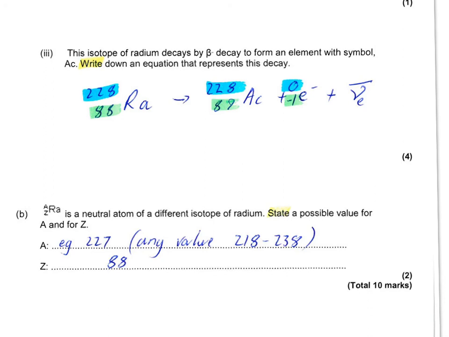Remember, the proton number defines the number of electrons, and it's what something does chemically that defines what element it is, and chemistry is all about what the electrons are doing. And then we've got to have a different value for the nucleon number. I've chosen 227 instead of 228. They accepted any number between 218 and 238, except, of course, 228. So that's the Particles Booklet question 7.